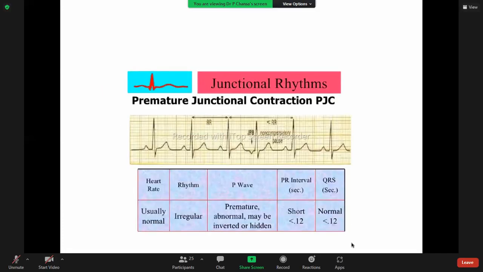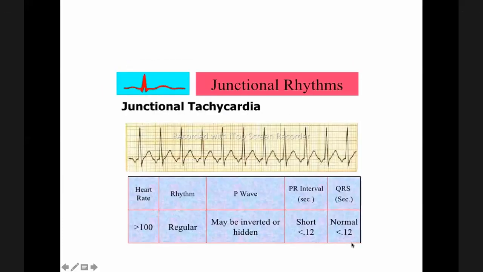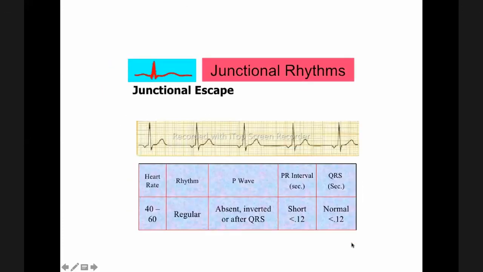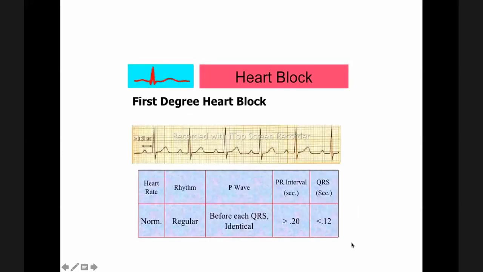Then the next one that I want to talk about, which is the last one, don't worry, we are almost at the end. I hope you're getting something from this lecture. So the heart blocks. We have talked about the block at the sinus node, but what about the block at the AV node, atrioventricular node, at the junction between the atria and the ventricles? Okay.